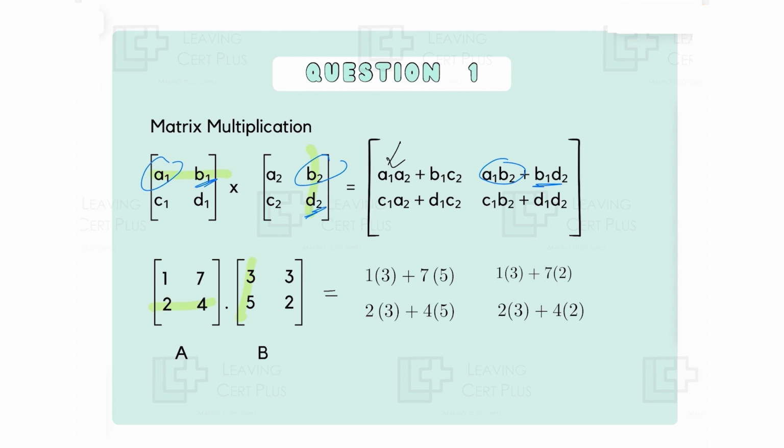So I've got my 1 times 3 plus my 7 times 5. I can tidy up to 38. I've got my 1 times 3 plus 7 times 2 is 17. I've got my 2 times 3 plus 4 times 5 is 26. And my 2 times 3 plus 4 times 2 for 14. And that's my answer for my multiplication of these two matrices. So it's row by column.